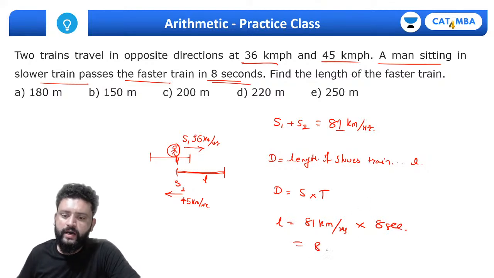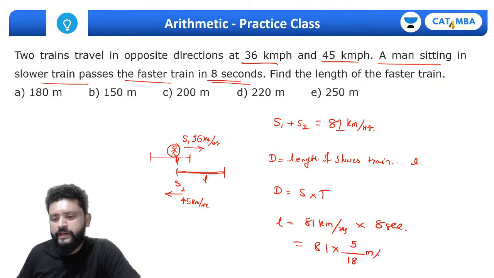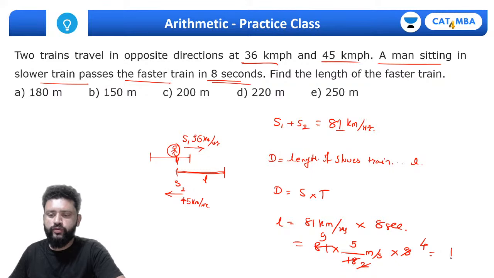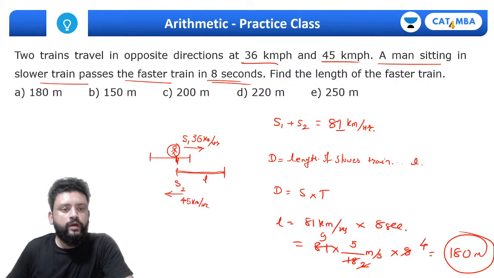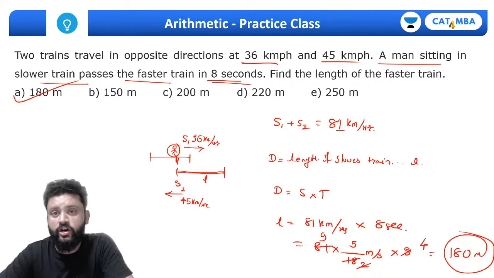So 81 km per hour, 81 into 5 by 18. Hopefully you remember this. What is 5 by 18? Meters per second into 8 seconds. So ये हो जाएगा 9 9s are 81, 9 2s are 18, 2 4s are 8, 9 5s are 45 into 4, that's 180 meter. Right, perfect. Correct, that's 180 meter. Just a matter of wording and you need to comprehend it properly. A simple question on relative speed or train crossing, you can say.